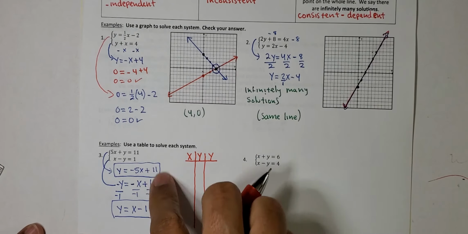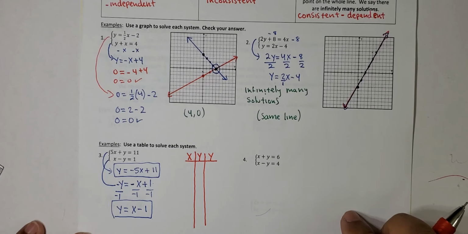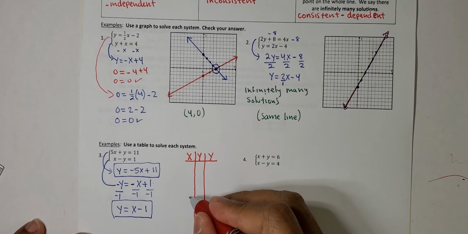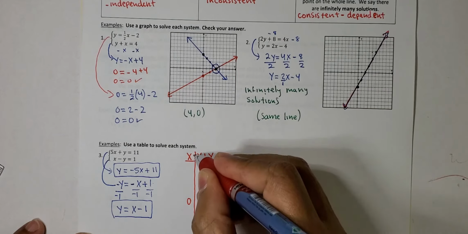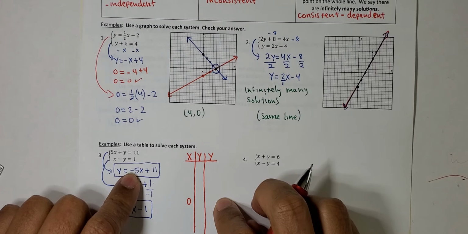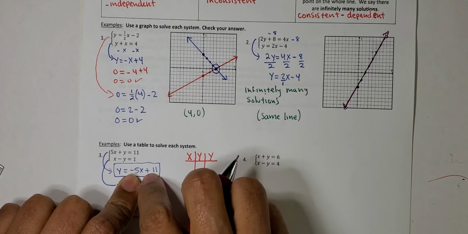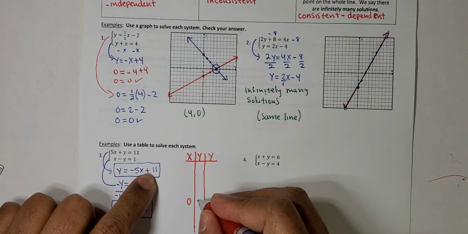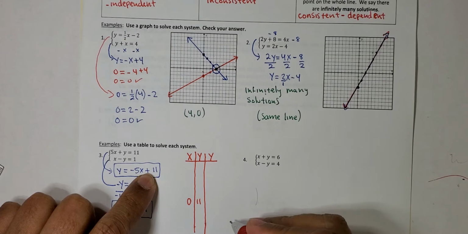Because we have two equations. All right, so what I'm going to do is just play with numbers here. I'm going to start with 0, and I'm going to leave some space in case I need to use negative values. So watch. I'm going to plug in a 0 here. So when x is 0, negative 5 times 0 is 0. So y on the first equation is going to be 11, right?